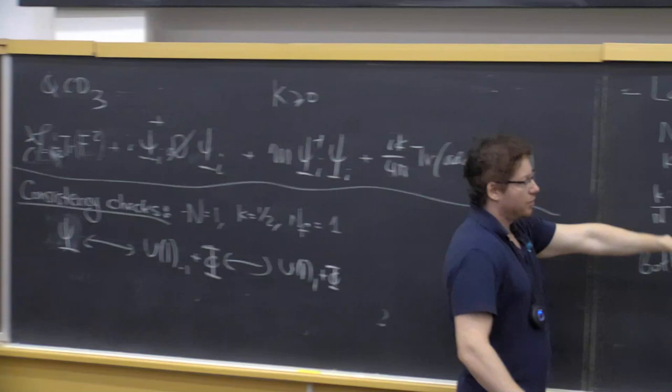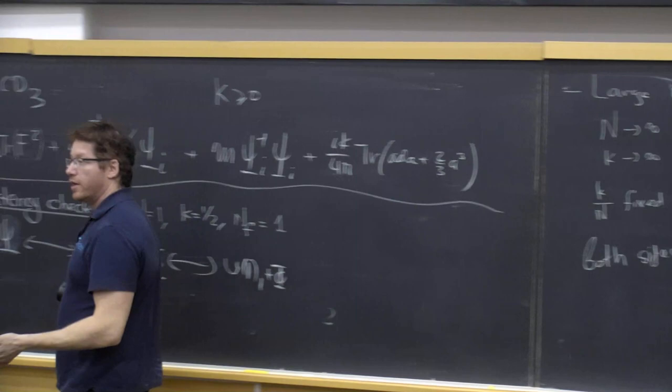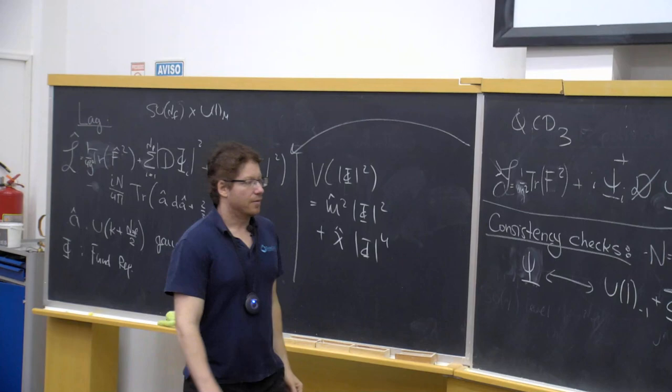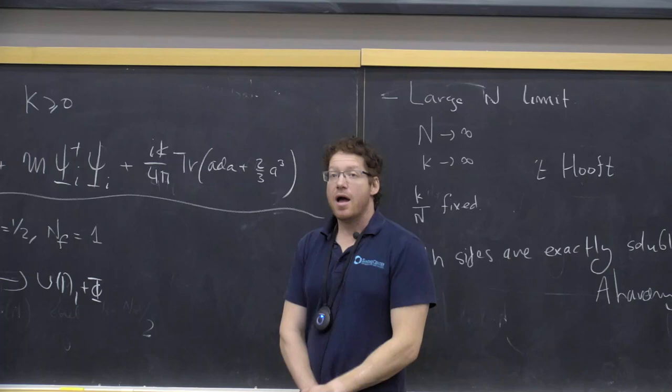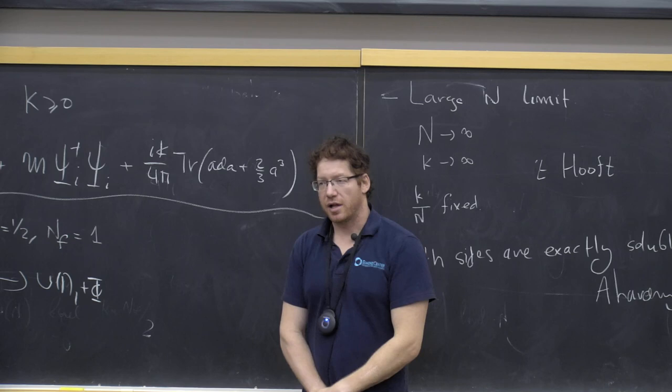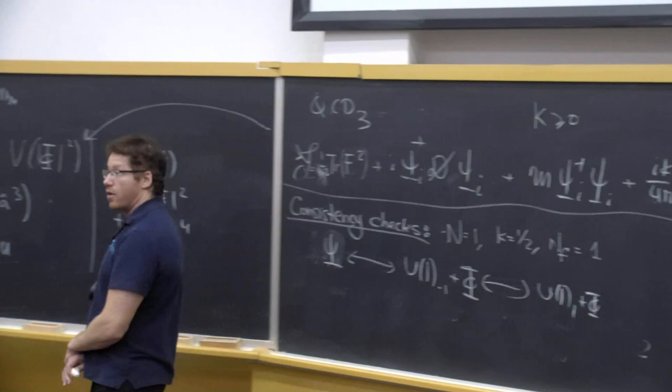So we see two consistency checks, one at small n, small nf, and small k, and the other at large n and large k. Both consistency checks work, and that's encouraging. So for this reason, many people believe that this is correct. There are several other such consistency checks, including some subleading corrections around the 't Hooft limit.